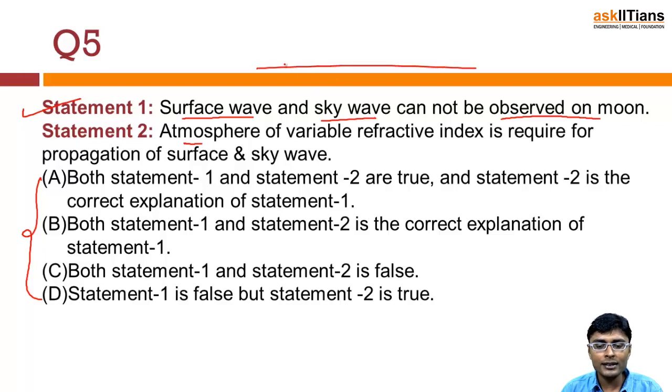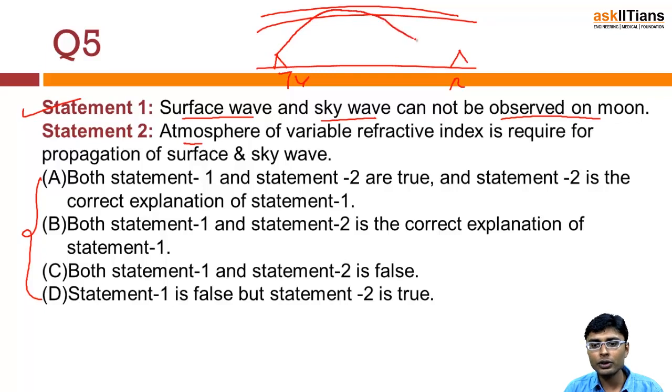So if you consider this as the Earth's surface, when the signal goes from the transmitter, and let's suppose this is a receiver, it goes to the ionospheric region, the bending takes place in this ionospheric region, and it comes back to the receiver. This bending of waves is due to the variable refractive index.